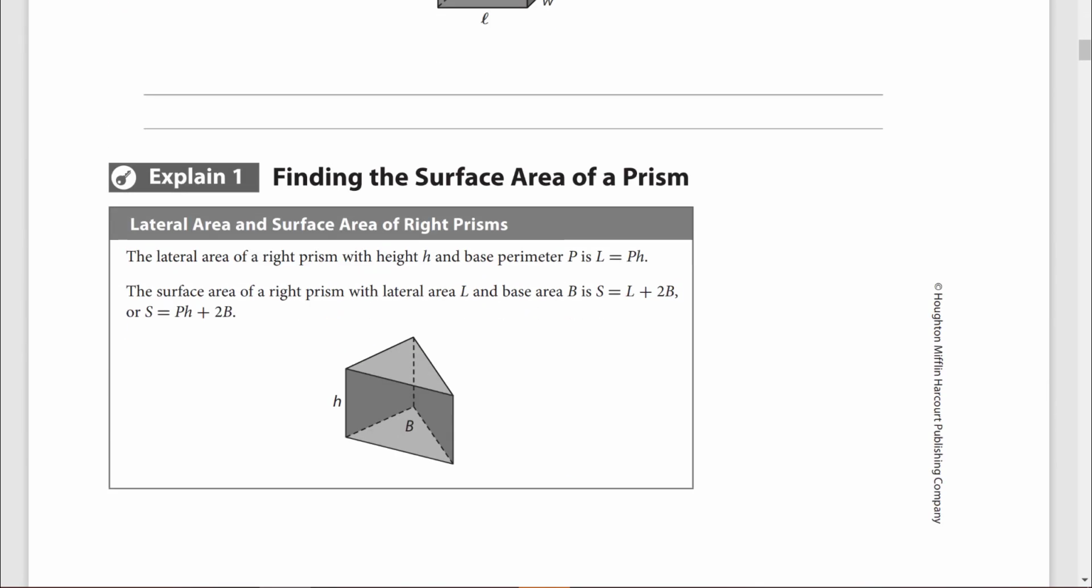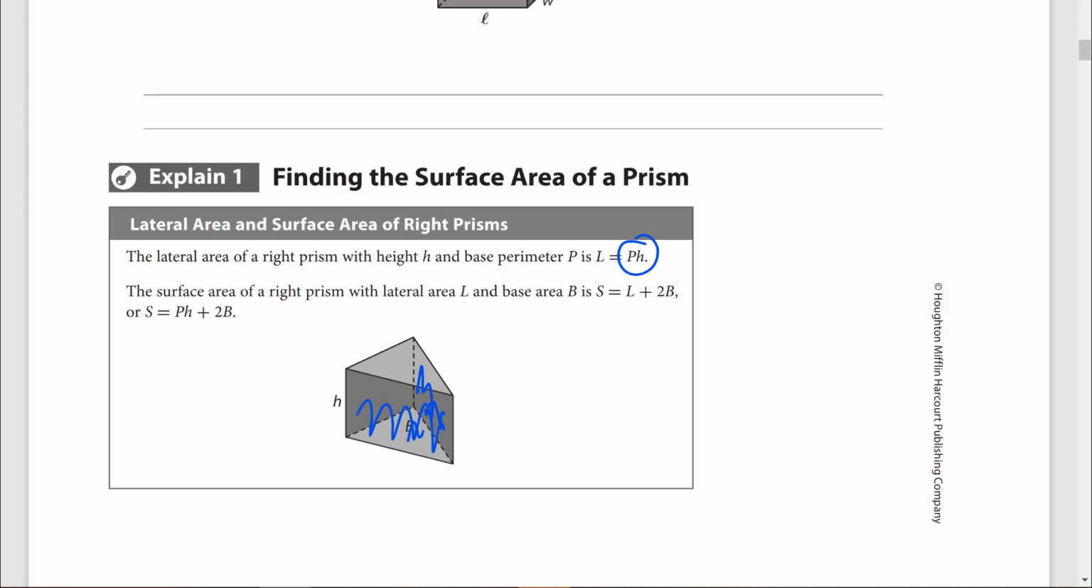But most of the time we have these tops and bottoms that we call bases. So what we do is we split our surface area into our lateral area and our bases. Our lateral surface area is going to be the perimeter of our base times the height, which we saw up in the Explorer. That covers our three sides that in this diagram stand up straight.